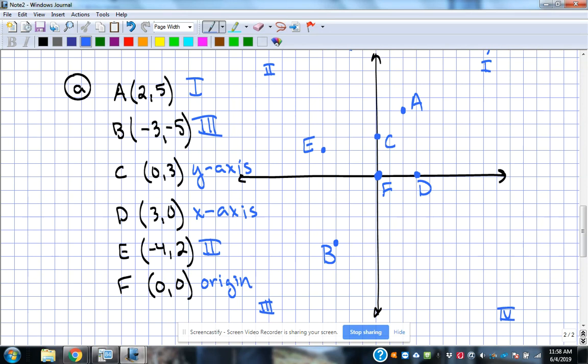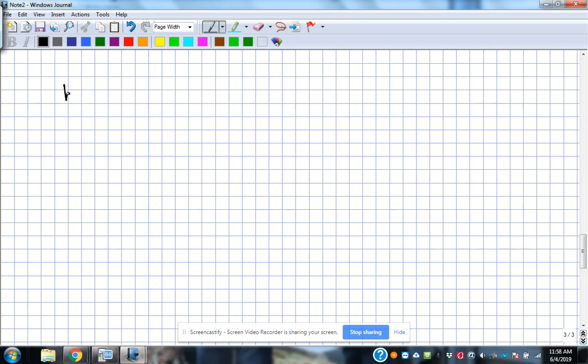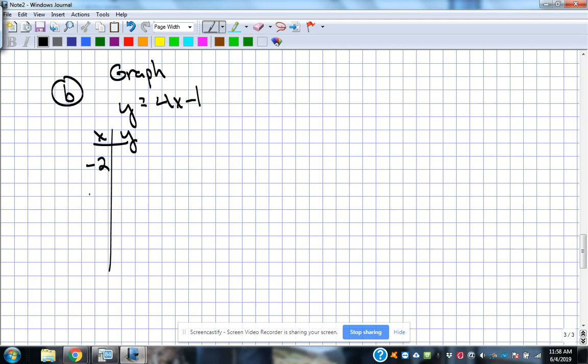Being able to plot points on the coordinate plane is very handy. The reason it is handy is because we might need to use that in order to graph some equations later on. Okay. Let's say they wanted us to graph y equals 4x minus 1 and they gave us some x values to use.